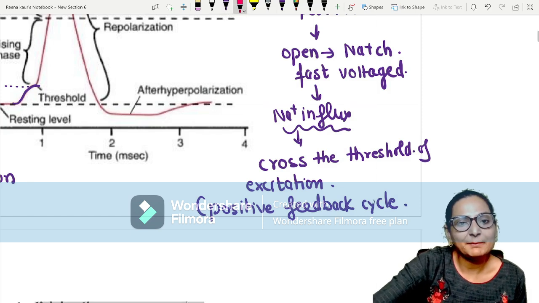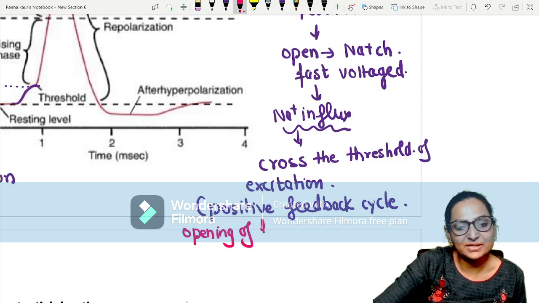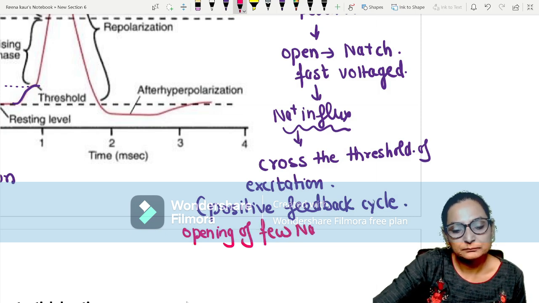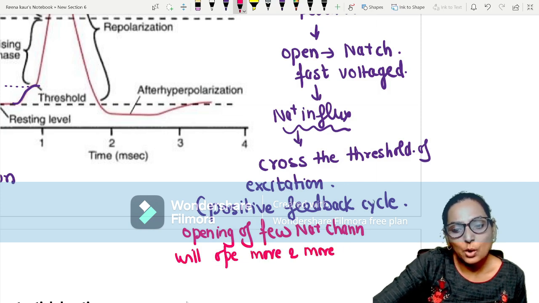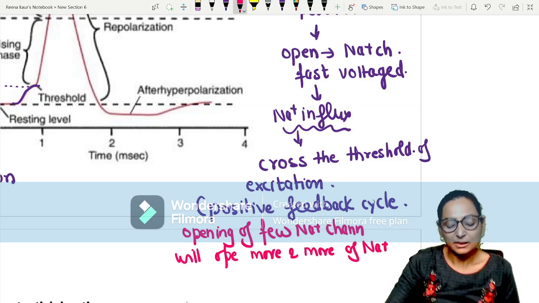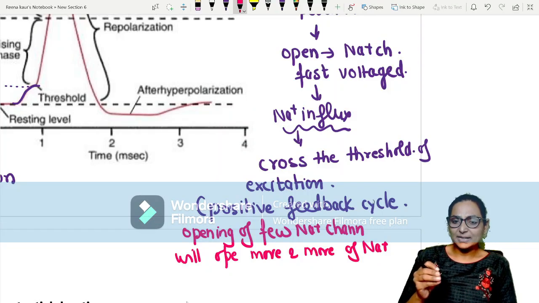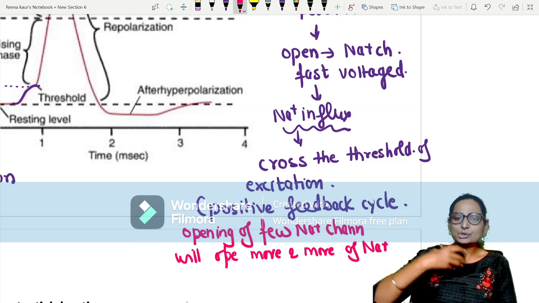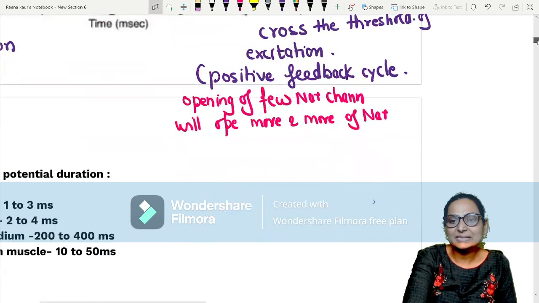What is that positive feedback cycle? That opening of a few sodium channels will open more and more sodium channels. Suppose 10-15 got opened and there was positivity. That positivity will result in opening of more and more and so many sodium channels. There will be so much sodium coming inside.